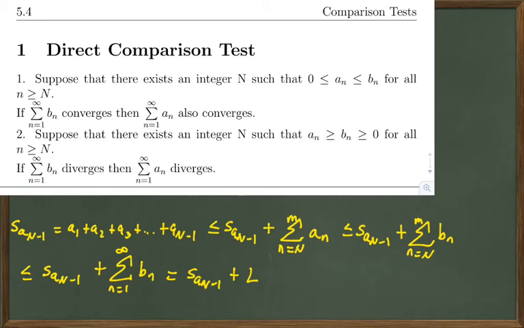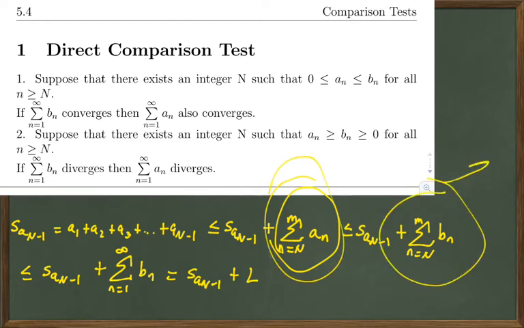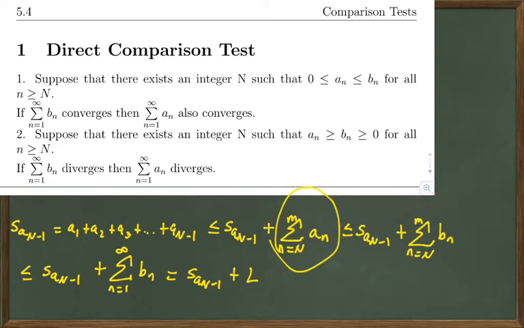And so we have the partial sum bounded by a finite number, S of a sub N minus 1 plus L, and we can do this for as far as we want in terms of letting the m go to infinity, and so this will force the a sub n to converge. Now on the other hand, let's say that this diverges and we have this relation, then this is going to be forced to infinity as well. And that's the second condition here.